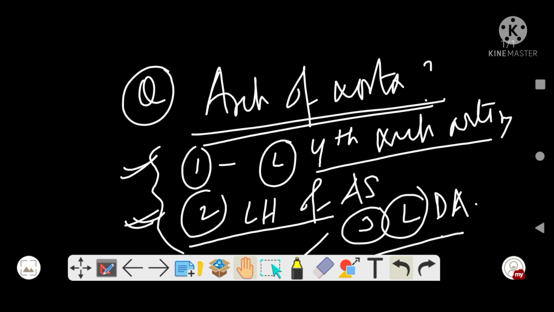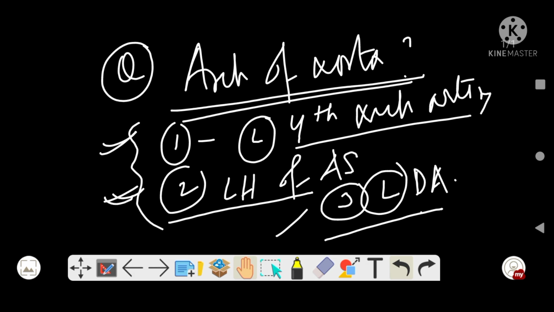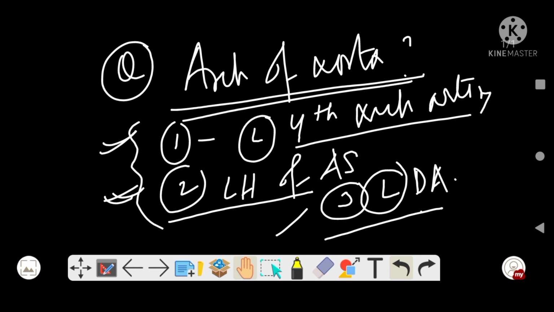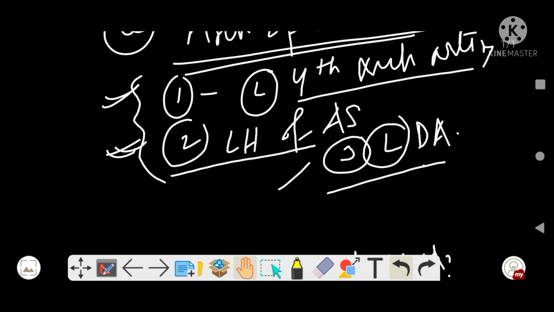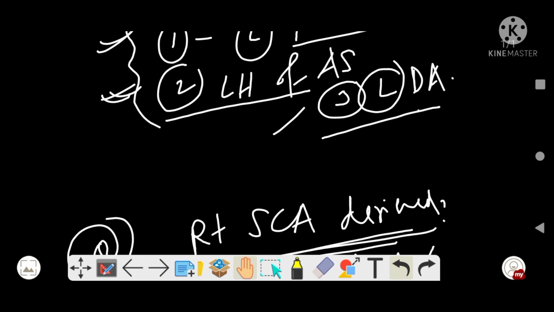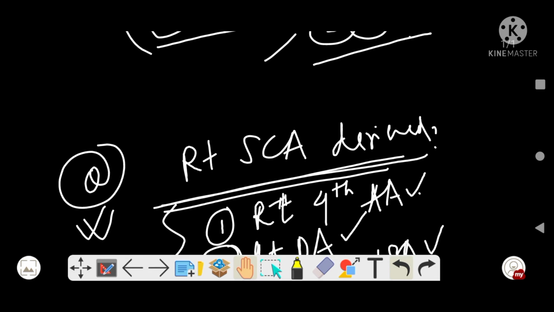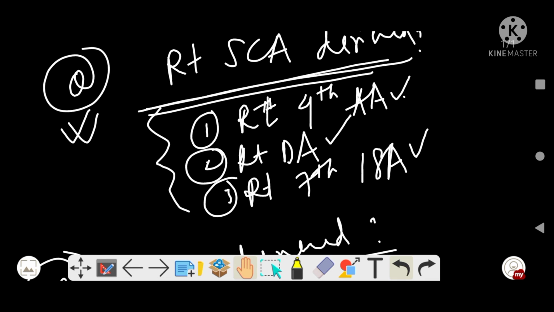All that we saw. Now a question came that the arch of aorta is derived mainly from three locations. One is the left fourth arch artery, second the left horn of the aortic sac, third the left dorsal aorta. So three locations. Then the question came: the right subclavian artery is derived from? We saw the right fourth arch artery, right dorsal aorta, right seventh intersegmental artery.